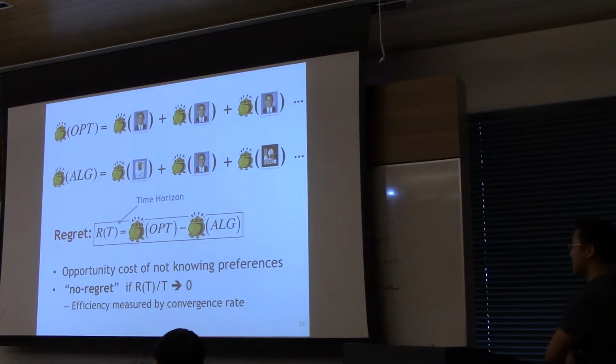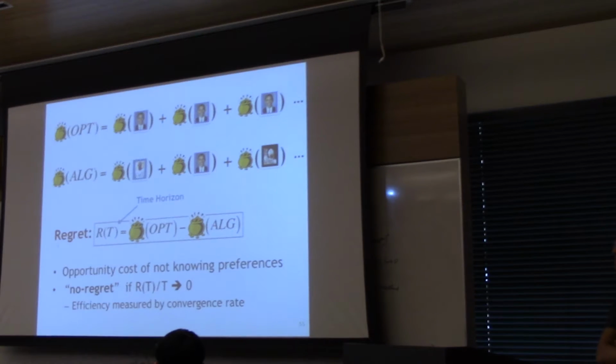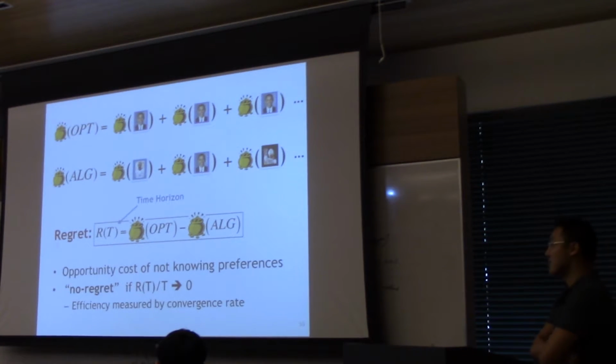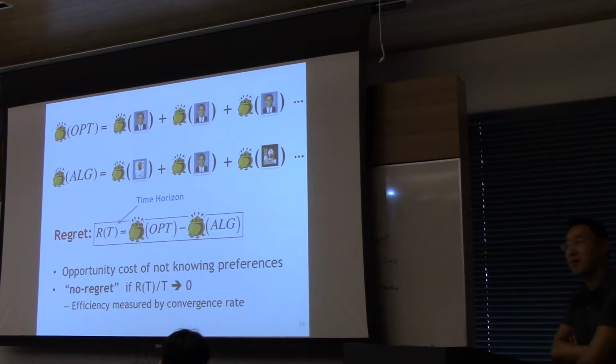So we want algorithms that, even though it doesn't know anything about the user, minimizes the opportunity cost of having to ask user questions about things that the user might not like. Right?